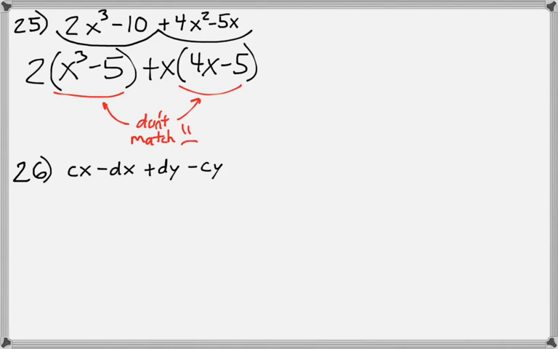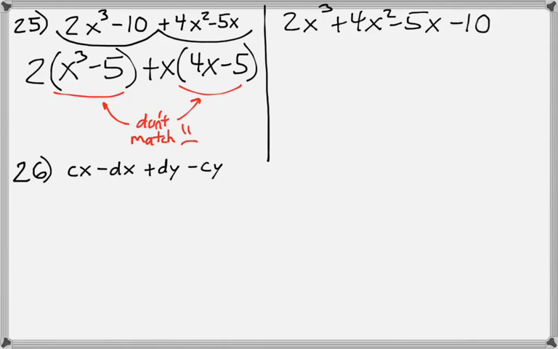So usually they do match. When they don't, we actually need to start over the question and rearrange it and try again. And usually one of the tricks that works is if you put it in descending order. That can sometimes help. Meaning I want the x cubed term first, then the x squared term, then the x term, then the constant. So let's try rewriting it as 2x cubed plus 4x squared minus 5x and then minus 10.